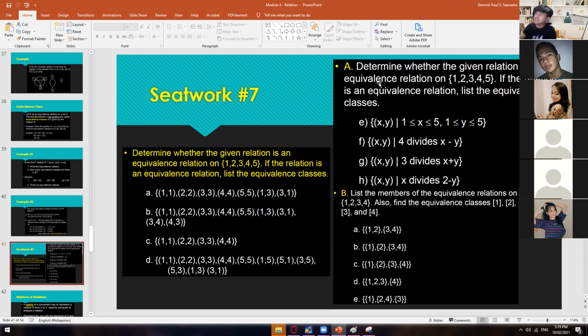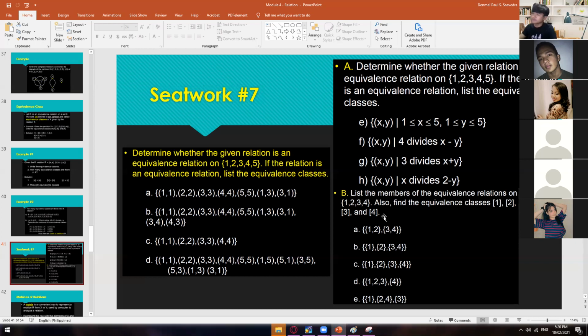And then the next one here is determine whether the given relation is an equivalence relation on 1, 2, 3, 4, 5. And if the relation is an equivalence relation, list the equivalence classes. So from here, you're going to have three processes. In here, two processes only because the ordered pairs are already given. But in here, you need to list the ordered pairs first before you can verify whether this one is an equivalence relation. And then if it is an equivalence relation, list all of the equivalence classes. Right, so 4 numbers also.